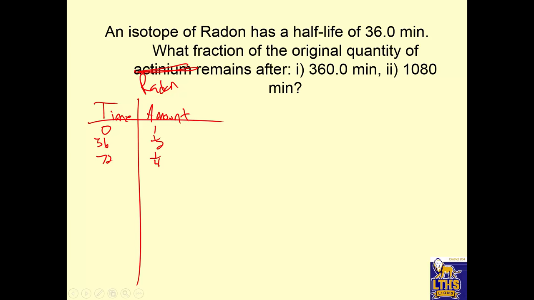108, I'm going to have 1/8. 144, I'm going to have 1/16. See, I keep dividing by 2. At 180, I'm going to have 1/32. I'm just adding 36 here. Add 36, divide by half. At 216, I'd have 1/64.